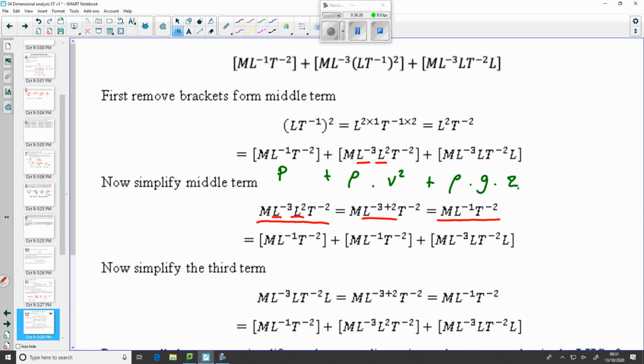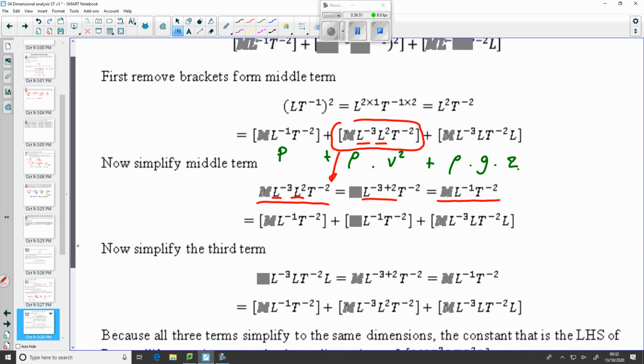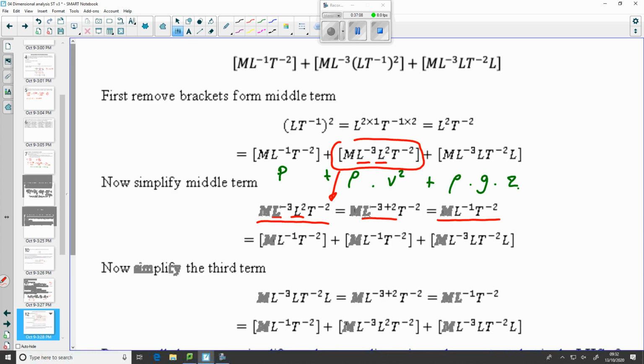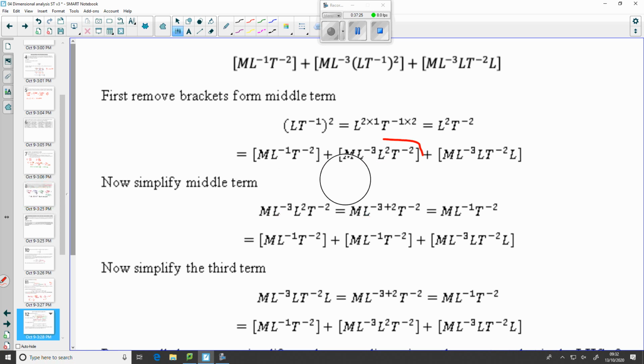So we're just working on that term, taking these two L's and combining them so we've got one version of L. So looking at that, we can now simplify the third term. The third term is ML to the minus 3, LT to the minus 2 times L. Where'd that come from? Ah, hang on, I've gone wrong here. Sorry, guys.